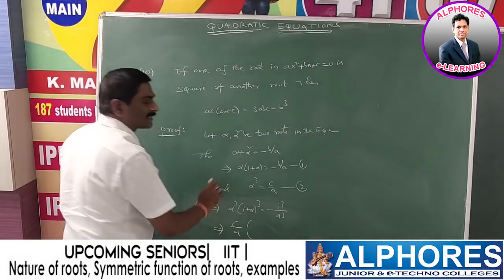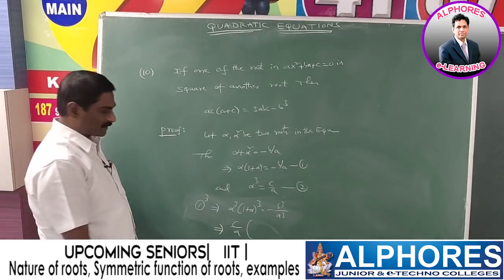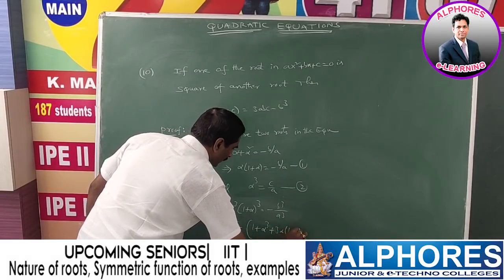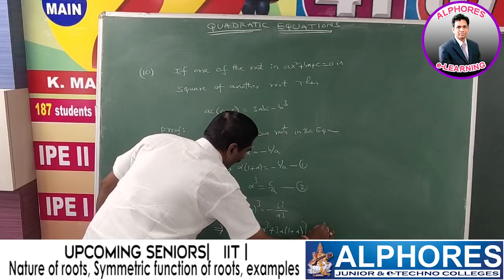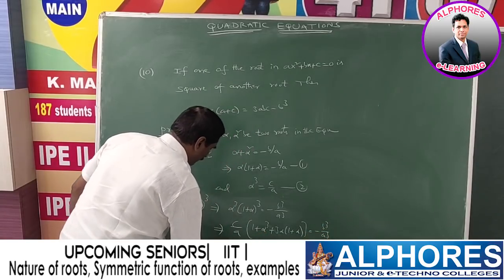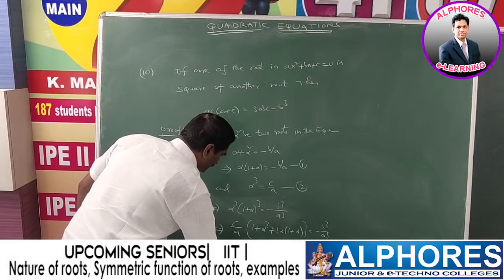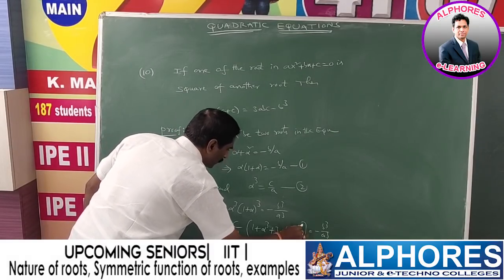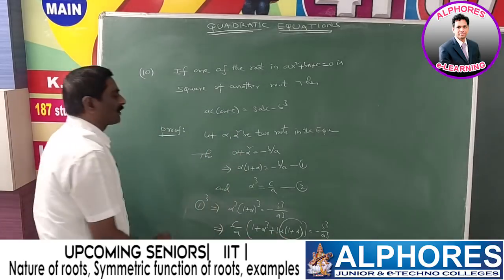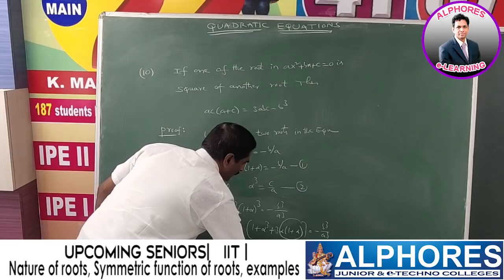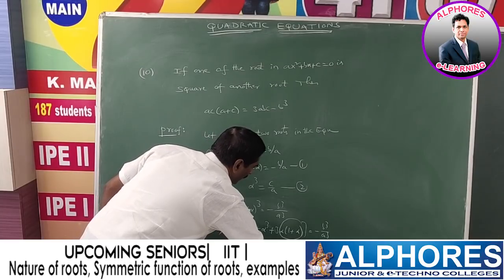a plus b whole cube is equal to a cube plus b cube plus 3ab into a plus b. That means 1 plus alpha cube plus 3 alpha into 1 plus alpha is equal to minus b cube by a cube. That implies c by a into 1 plus c by a plus 3 into alpha of 1 plus alpha, which is minus b by a, 3 into minus b by a, is equal to minus b cube by a cube.